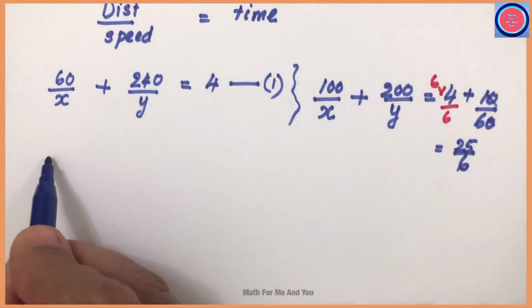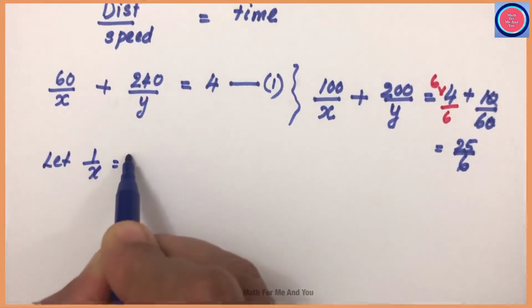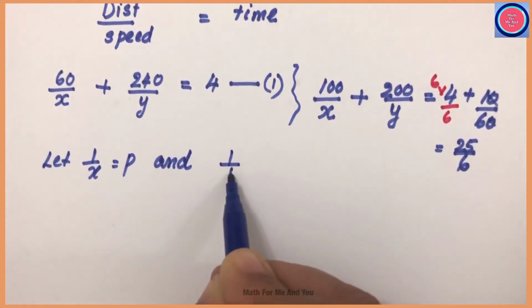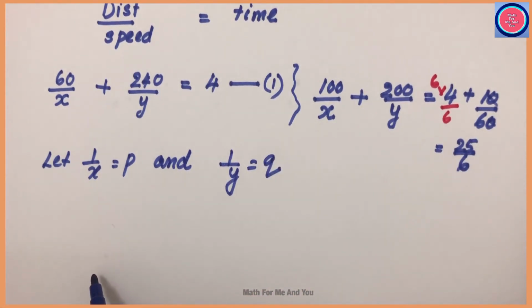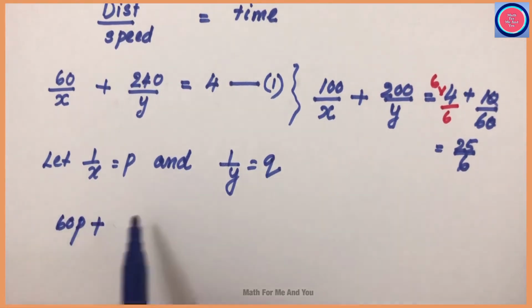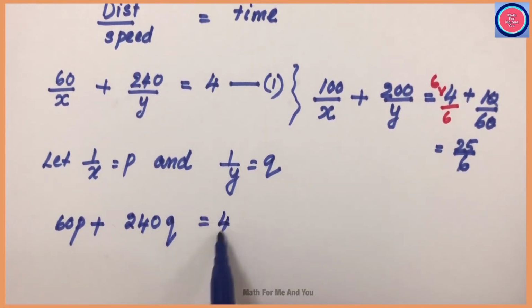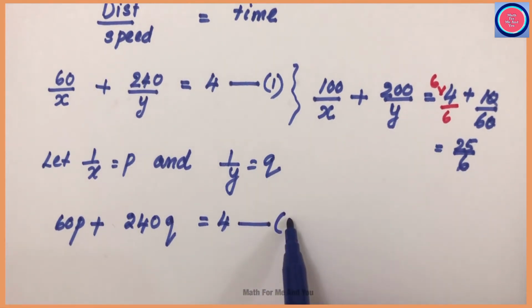And this is equation number 2. See, x and y are in the denominator side. So we will reduce them to a linear pair of equations by taking 1 over x as p and 1 over y as q. So equation number 1 we could change. How can we change? 60 times 1 over x becomes 60p plus 240 times q is equal to 4. And this new equation we could mark as equation number 3.